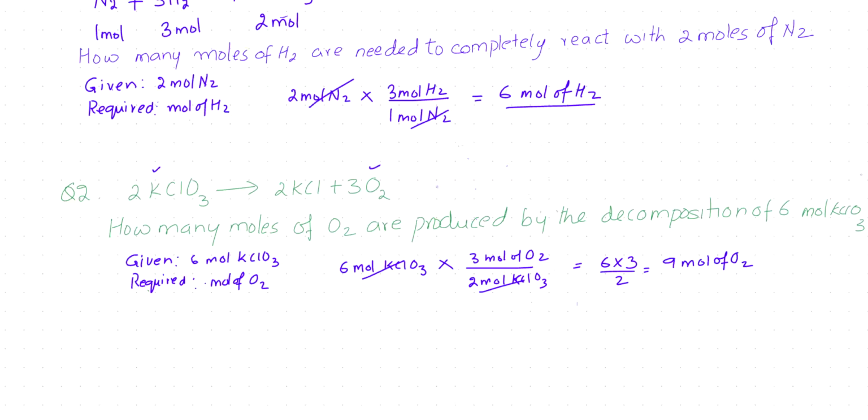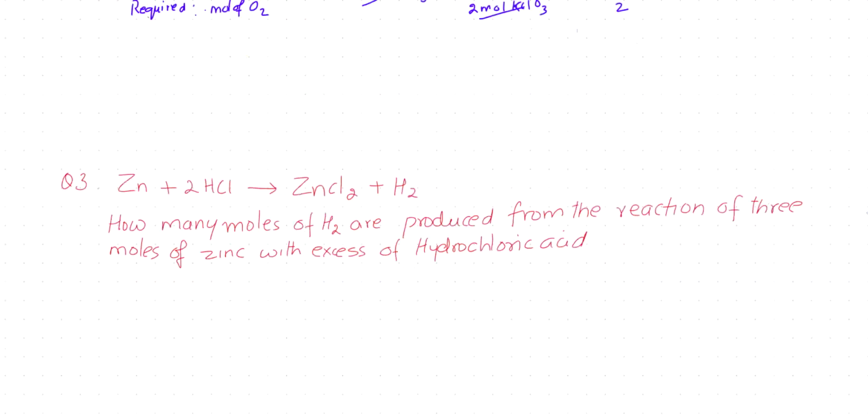Okay, next question we'll do. Zinc plus hydrochloric acid gives zinc chloride and hydrogen. This is a balanced equation. Now the question is how many moles of hydrogen are produced from the reaction of 3 moles of zinc with excess hydrochloric acid. So given amount is here 3 moles of zinc, and required is how many moles of hydrogen. So we have to find moles of hydrogen.